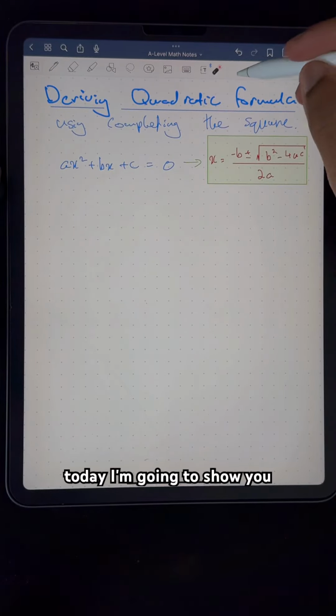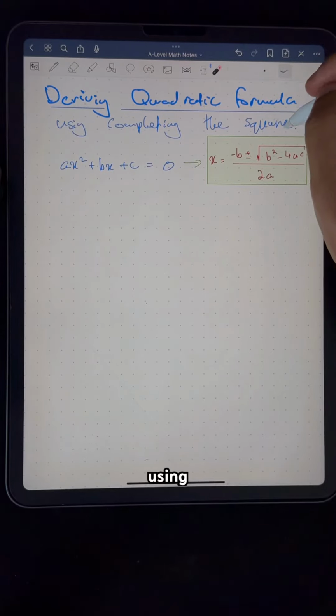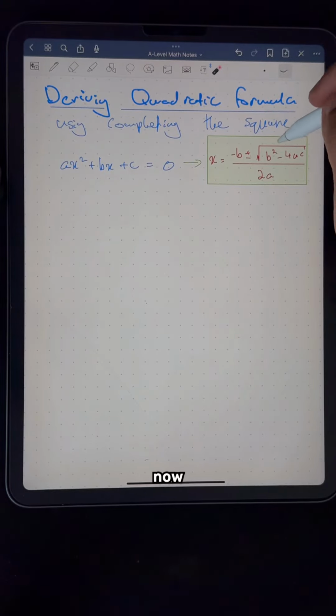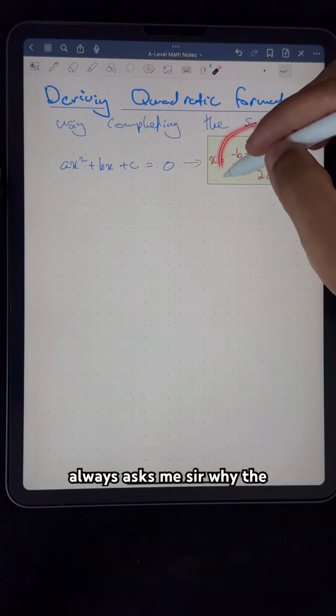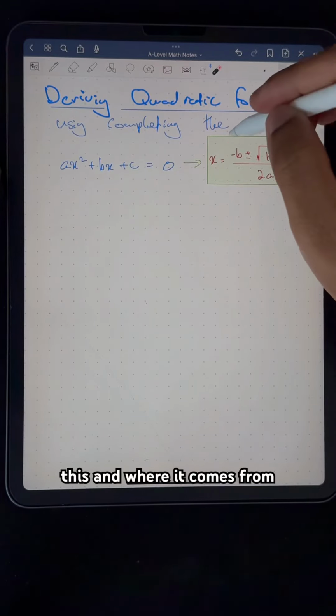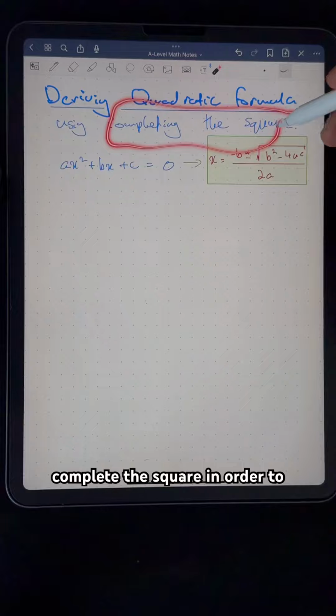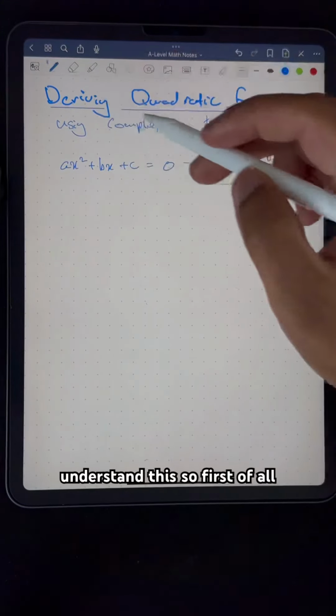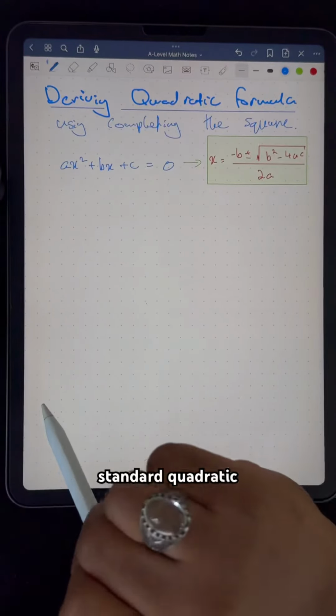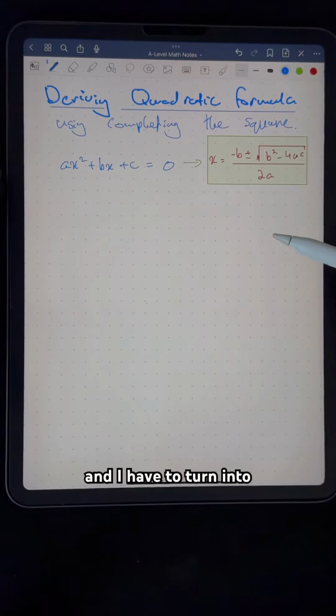Today I'm going to show you how to derive the quadratic formula using completing the square. Everyone always asks me, sir, why do we have to learn this and where does it come from? This is where it comes from. You need to know how to complete the square in order to understand this. So, first of all, we have the standard quadratic equation, and I have to turn it into the formula.